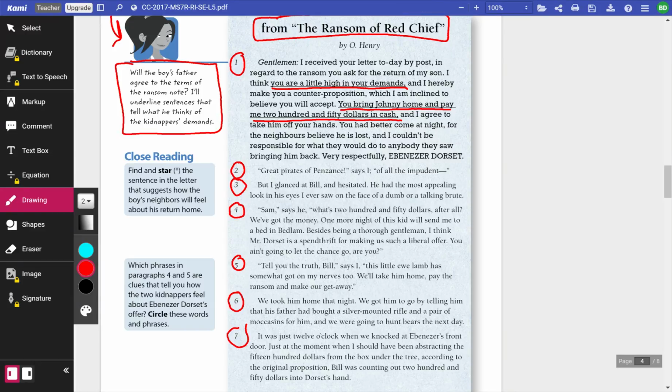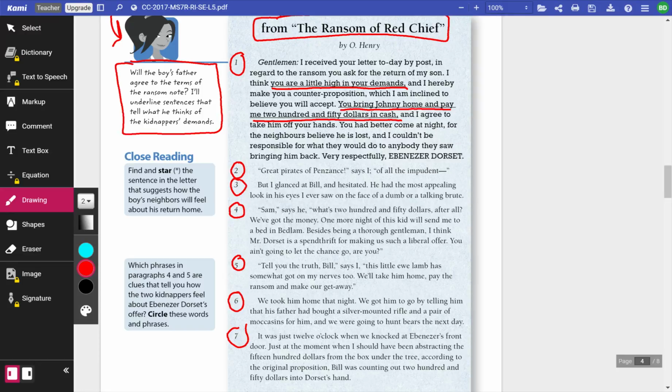Great pirates of Penzance, says I. Of all the impudent, I glance at Bill and hesitate. He had the most appealing look in his eyes I ever saw in the face of a dumb or talking brute. Sam, says he, what's $250 after all? We've got the money. One more night of this kid will send me to a bed in Bedlam. Besides being a thorough gentleman, I think Mr. Dorset is a spendthrift for making us such a liberal offer. You ain't going to let the chance go, are you? Tell you the truth, Bill, says I. This little ewe lamb has somewhat got on my nerves, too. We'll take him home, pay the ransom, and make our getaway.